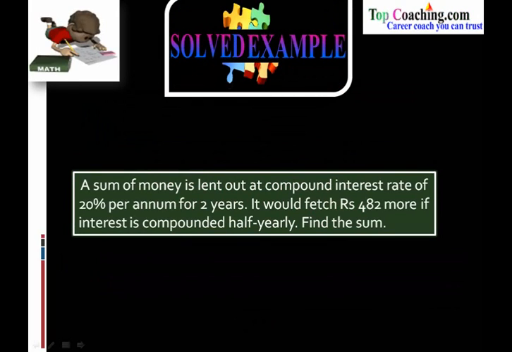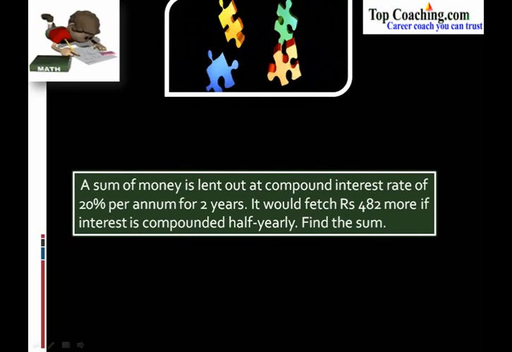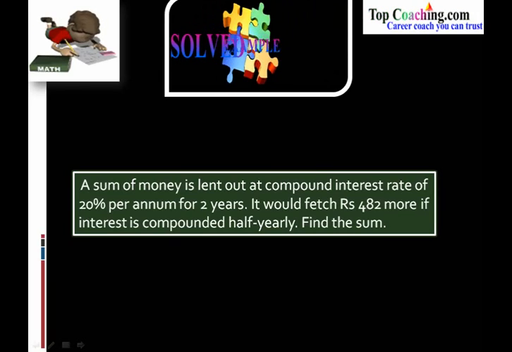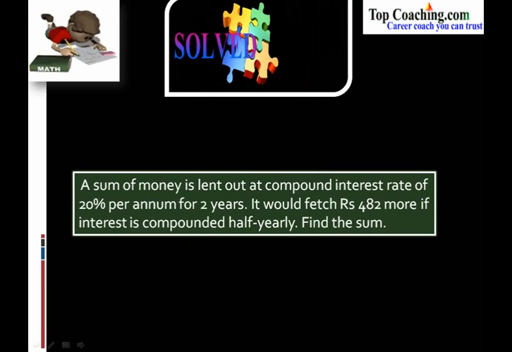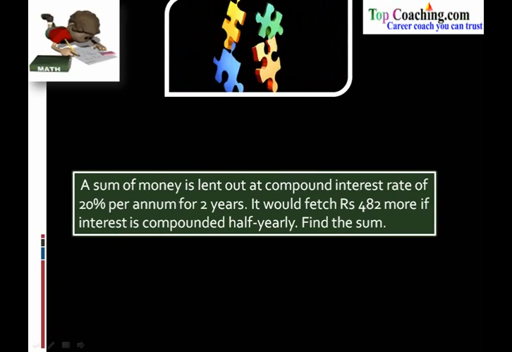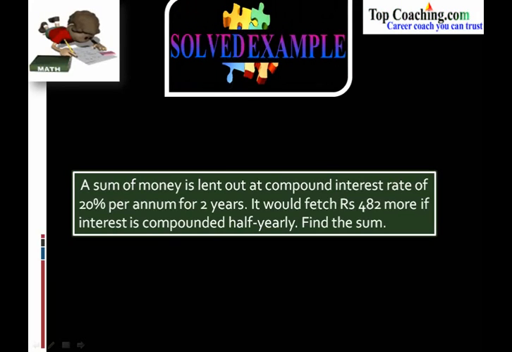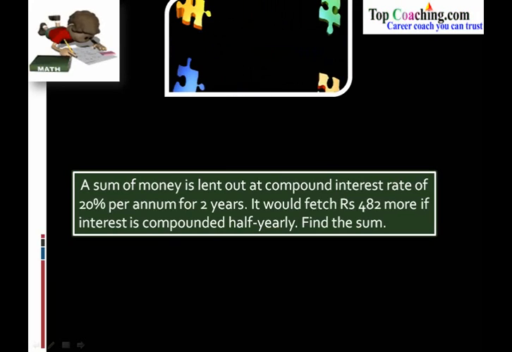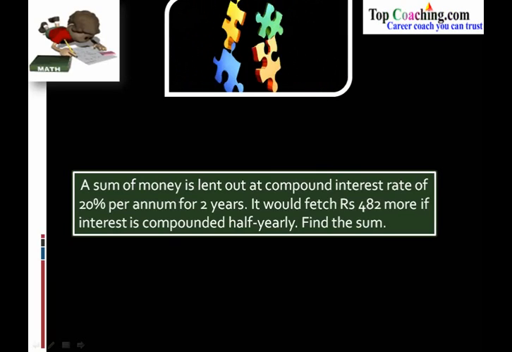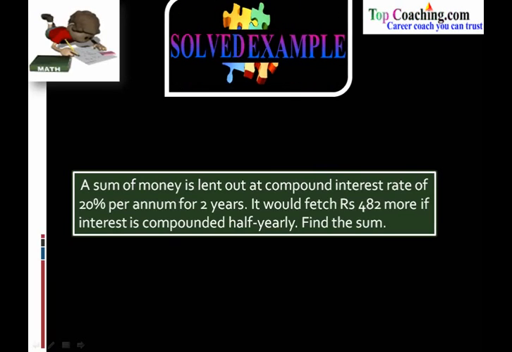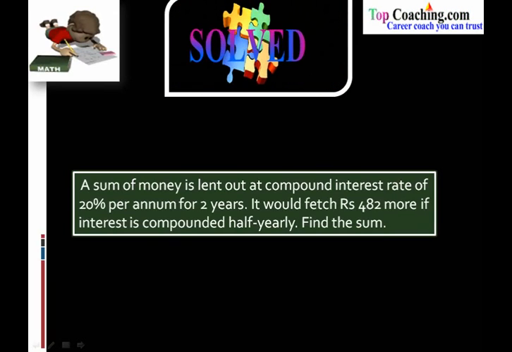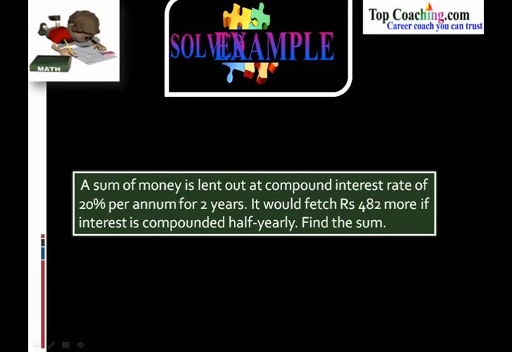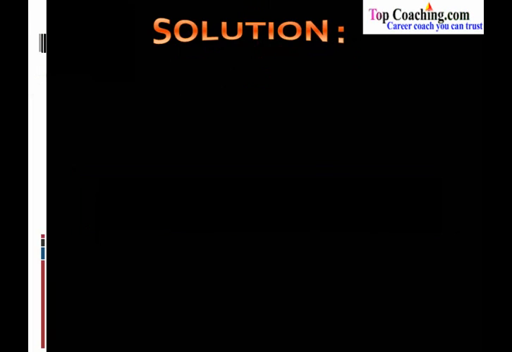Let's solve one more problem, and it says that a sum of money is lent out at compound interest of 20% per annum for 2 years. It would fetch rupees 482 more if the interest is compounded half yearly. Find the sum. Now in this problem, it has been given that a sum of money is lent out at compound interest of 20% per annum for 2 years. Now if this same sum of money is compounded half yearly, then the interest would be 482 rupees more. We have to find out the sum, the initial amount that is invested.